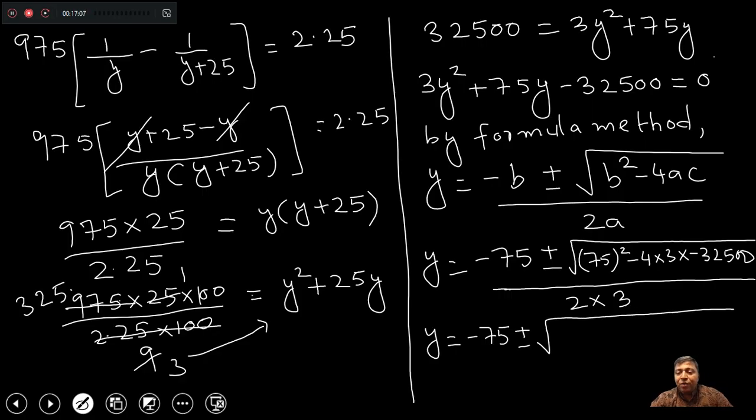Now 75 square. When the number ends in 5, its last two digits are going to be 25 always. Consider the remaining digits excluding 5. In this case it's 7. The successive number of 7 is 8. Find product of 7 and 8, 56. So square of 75 is 5625. Minus into minus is plus.